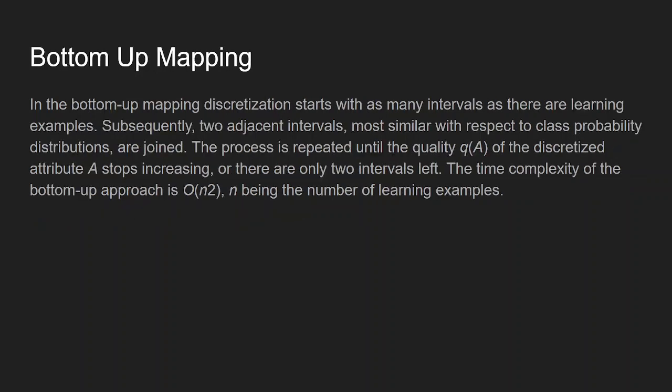In the bottom-up mapping, the discretization starts with as many intervals as there are learning examples, and subsequently the two adjacent intervals most similar with respect to the class probability distributions are joined. The process is repeated until the quality Q(A) of the discretized attribute A stops increasing, or until there are only two intervals left.